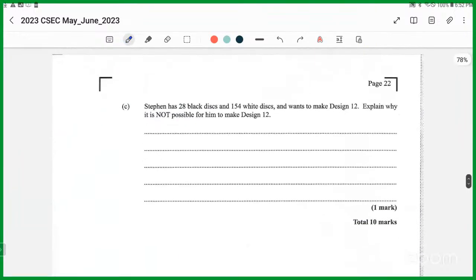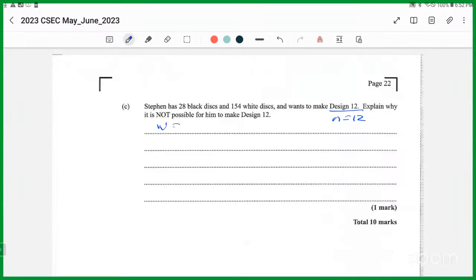Team has 28 black discs and 154 white discs and wants to make design 12. So design 12 is when n equals 12. Explain why it is not possible for him to make design 12. It's not possible if you do not have the requisite number of discs for the design. So we have white discs and we have black discs.